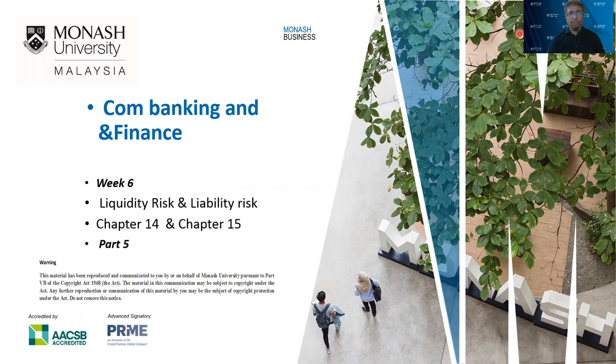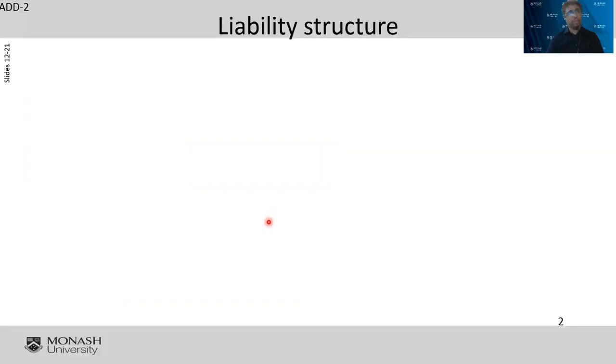This is the fifth part of week 6, which is bank liquidity and liquidity risk and liability risk. In this part, we will talk about the structure of the sources of liability. We are planning to raise liability, then we have to see the structure.